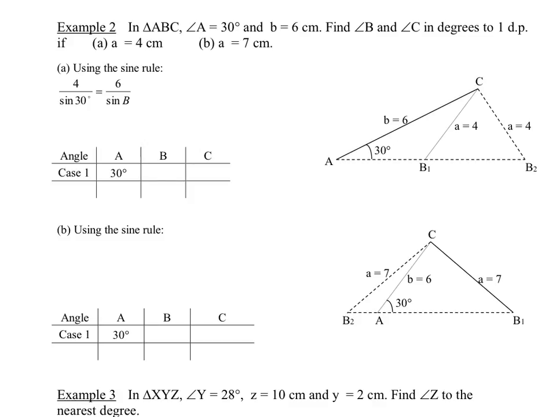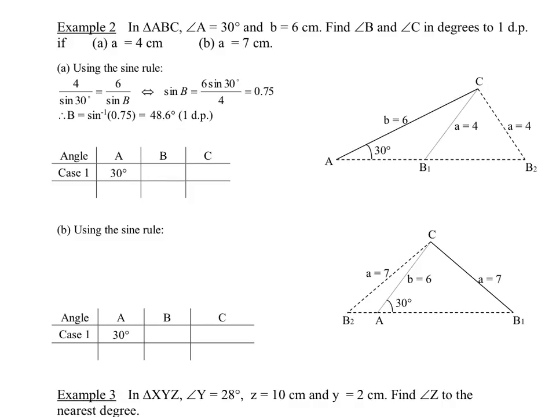We can then rearrange that for sine B. If we do that, what we should get is something that looks like this. So sine of B is equal to 0.75. We can then take the inverse sine of 0.75. If we do that, what we should get is 48.6 degrees.